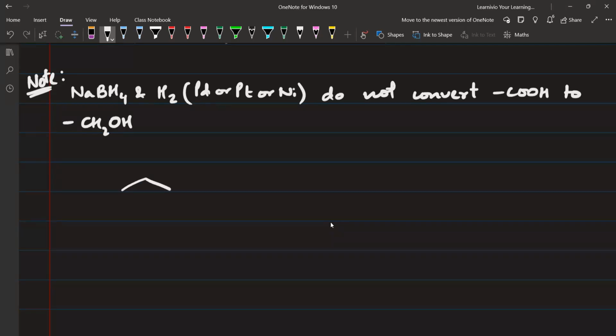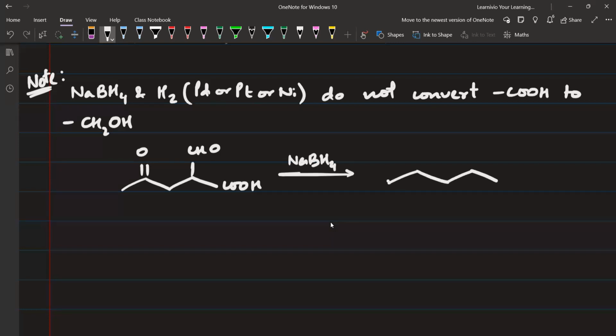That means if I have something like this, if we write C double bond O, CHO, COOH, and here if I had, let's suppose NaBH4 and H2 in the presence of these reagents, then I would have gotten this product. The COOH will be as it is. The C double bond O will be converted to OH, and the CHO will be converted to CH2OH. Fine. But nothing would have happened to COOH. Fine. Then you write the next point.